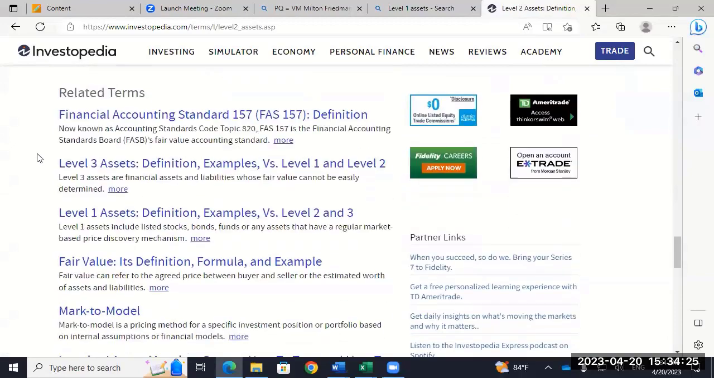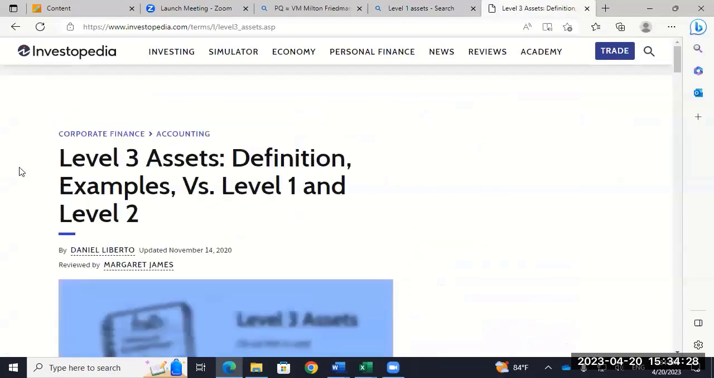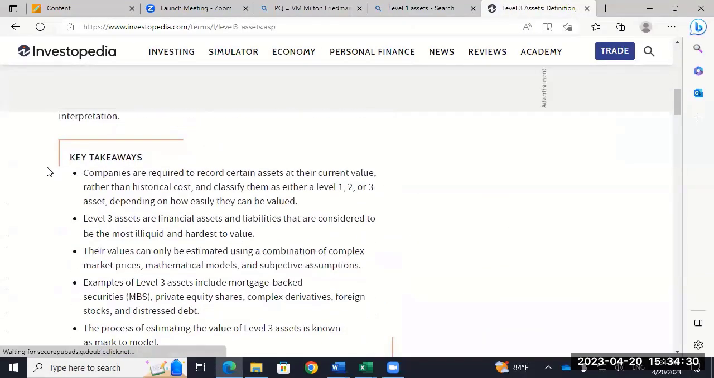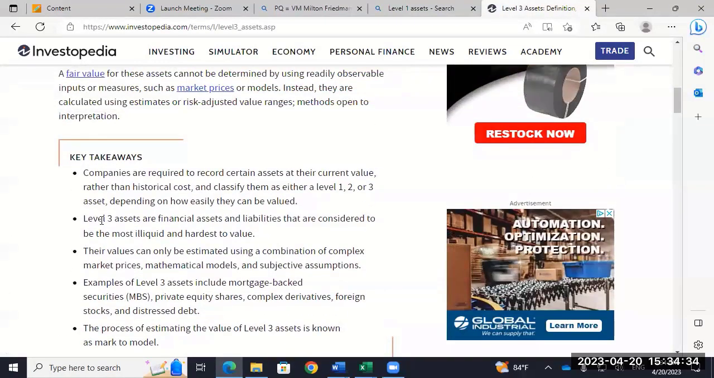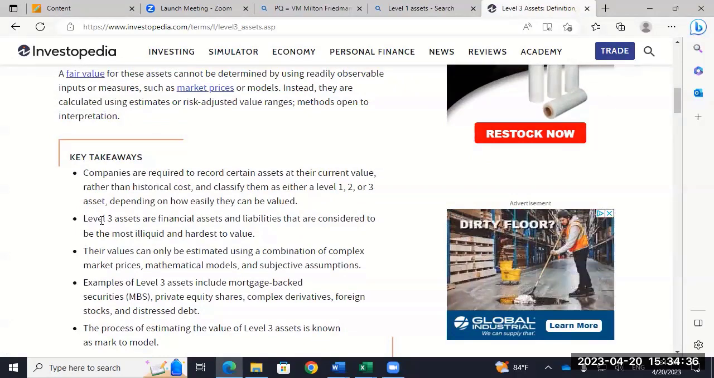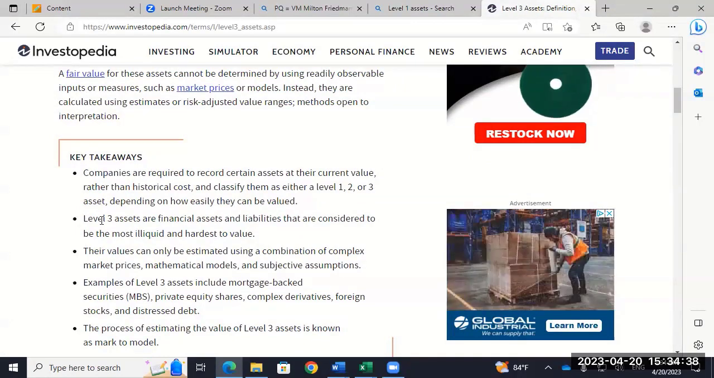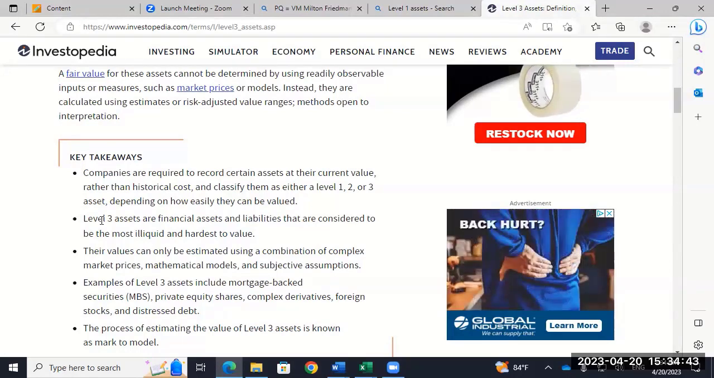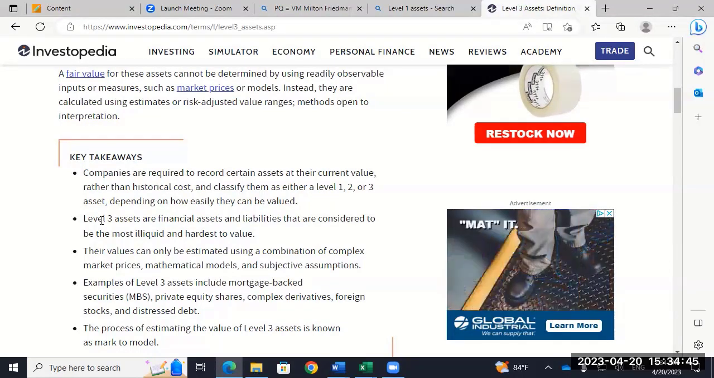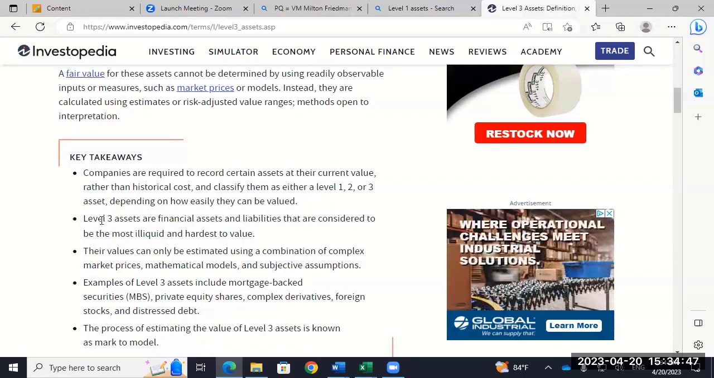And then level 3 assets are the most difficult ones. Level 3 assets are ones like this building. What's the value of that building? Who knows? You could look at the square feet, look at buildings with the same square feet, but that building's not like any other building on the planet. So who knows what that building would be worth. So that'd be level 3.